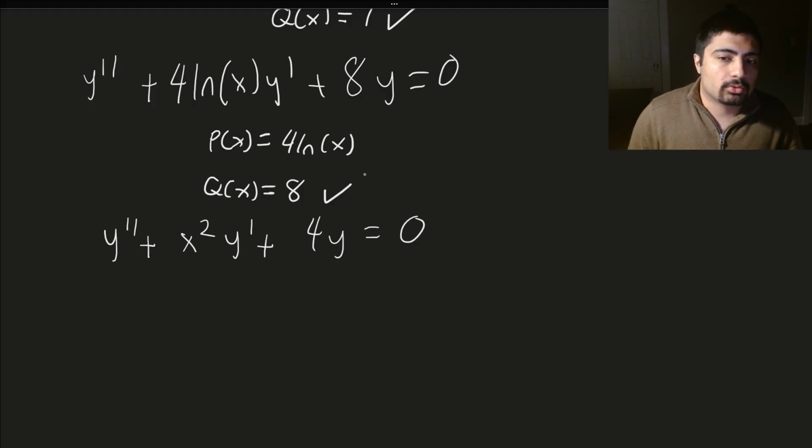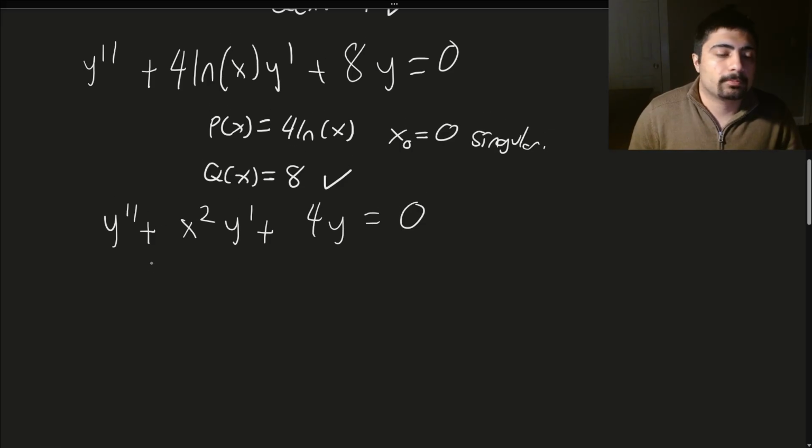So we will say that x0 equals 0 is a singular point. And finally, let's do the next one, and we will have y double prime plus x squared y plus 4.